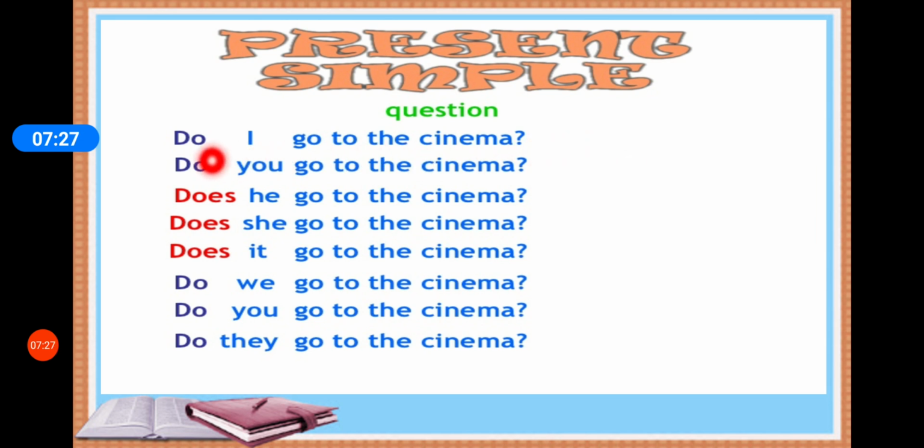Now let's have a look at these examples. We have made use of all the pronouns and now we have come to know with which pronoun which word should be used, do or does. Do I go to the cinema? Do you go to the cinema?